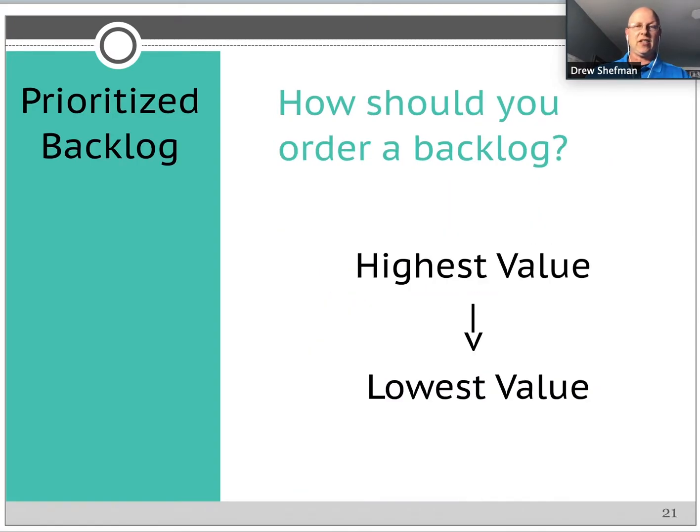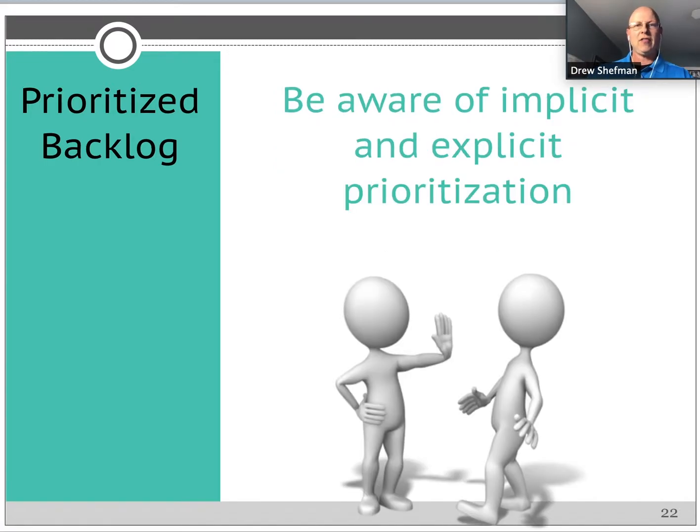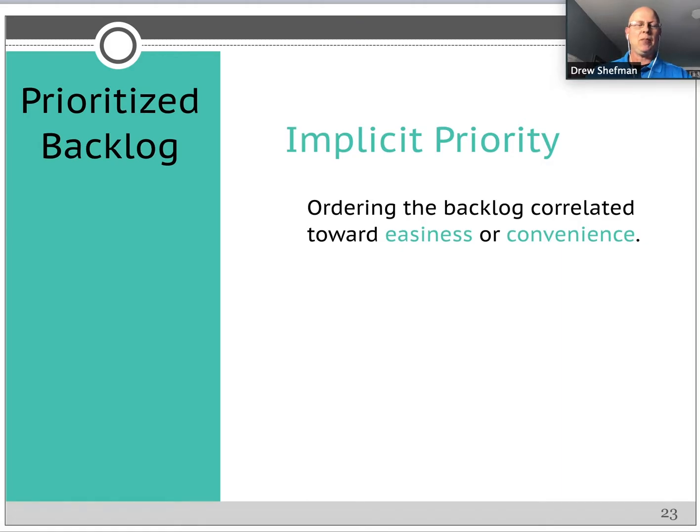So the answer to this, how should you prioritize your backlog, is from highest value to lowest value. Now you have to be aware of implicit versus explicit prioritization. So what I mean by that is implicit priority is ordering the backlog correlated to easiness or convenience. And actually for Memorial Day, this is what I chose.